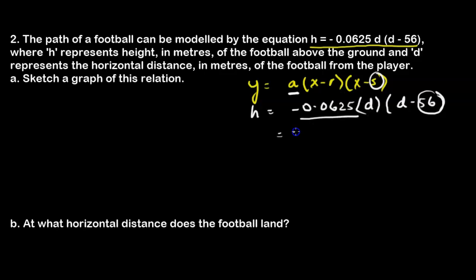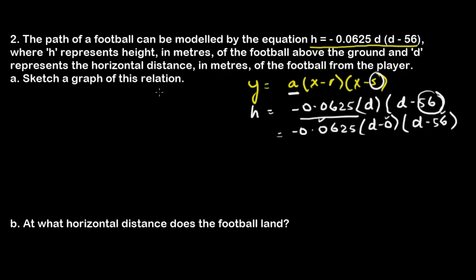So we can rewrite this equation to match exactly the general form, and that is negative 0.0625 (d minus 0)(d minus 56). So r is given to us as 0, s is given to us as 56, and a is given to us as negative 0.0625. This is how we know that this equation is definitely in factored form.